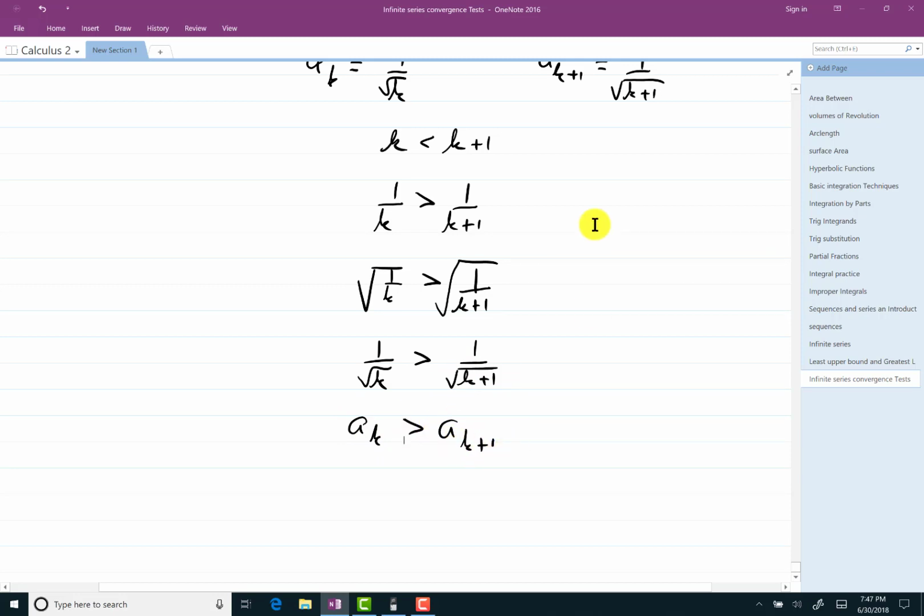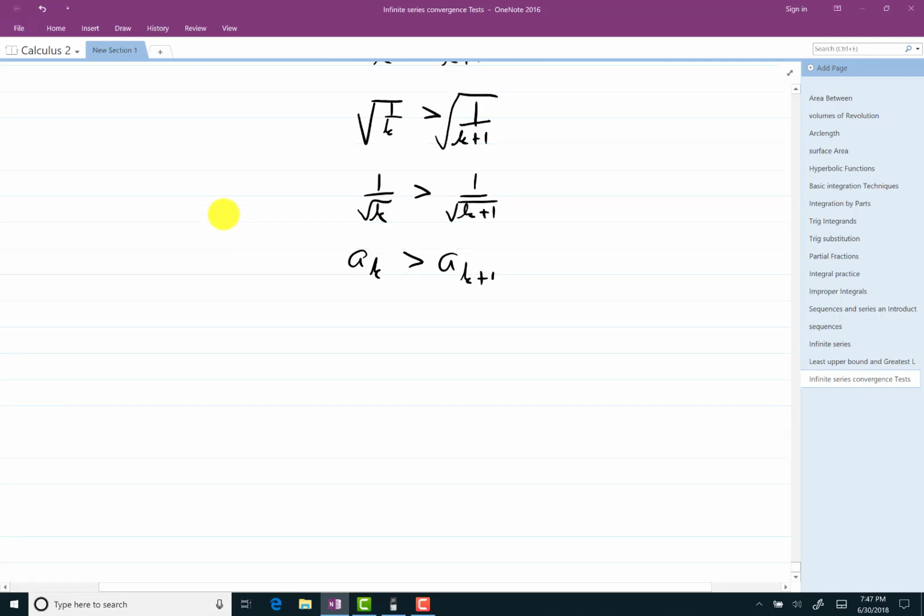Since I didn't specify a k, this decreases for the whole thing, or the terms of the sequence decrease. So a sub k, k equals 1 to infinity, is decreasing.